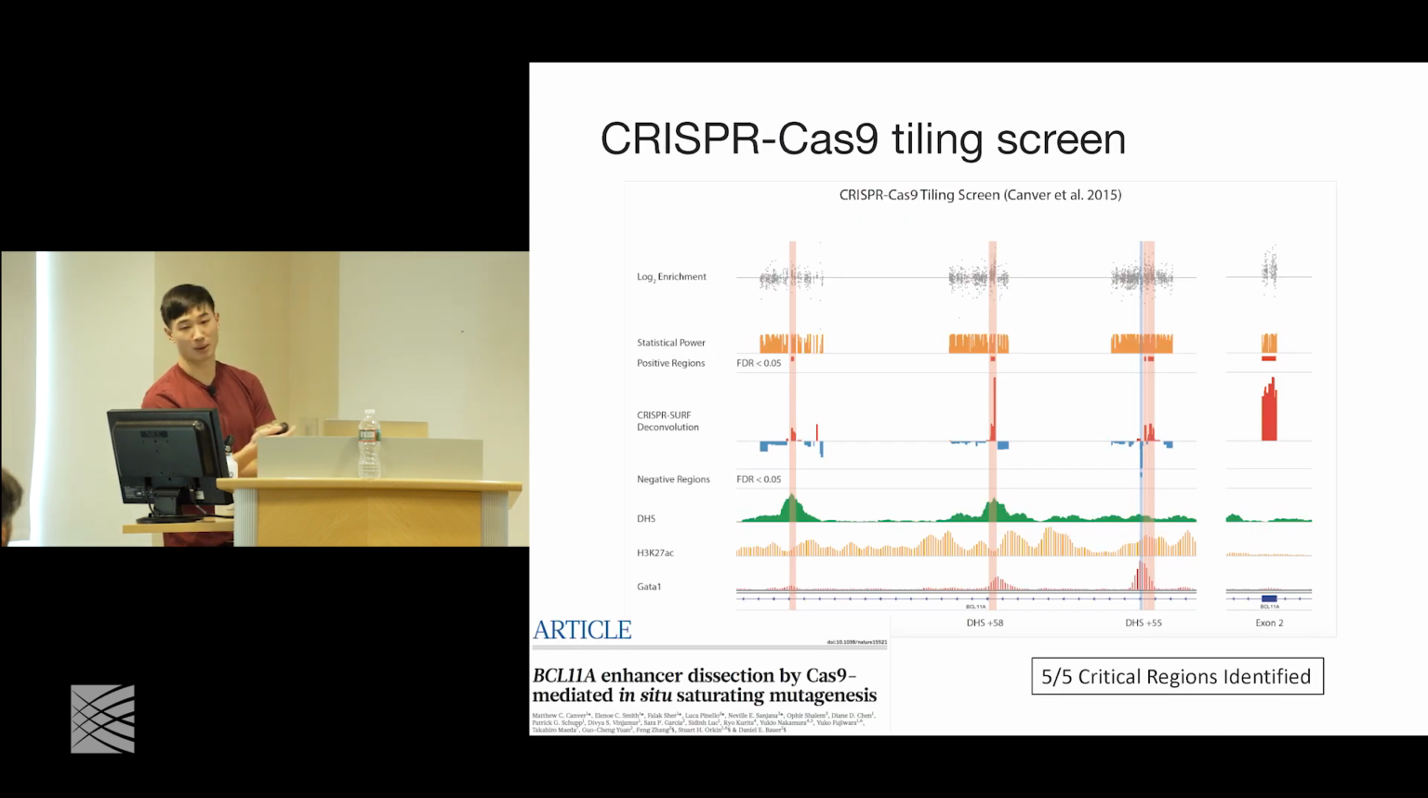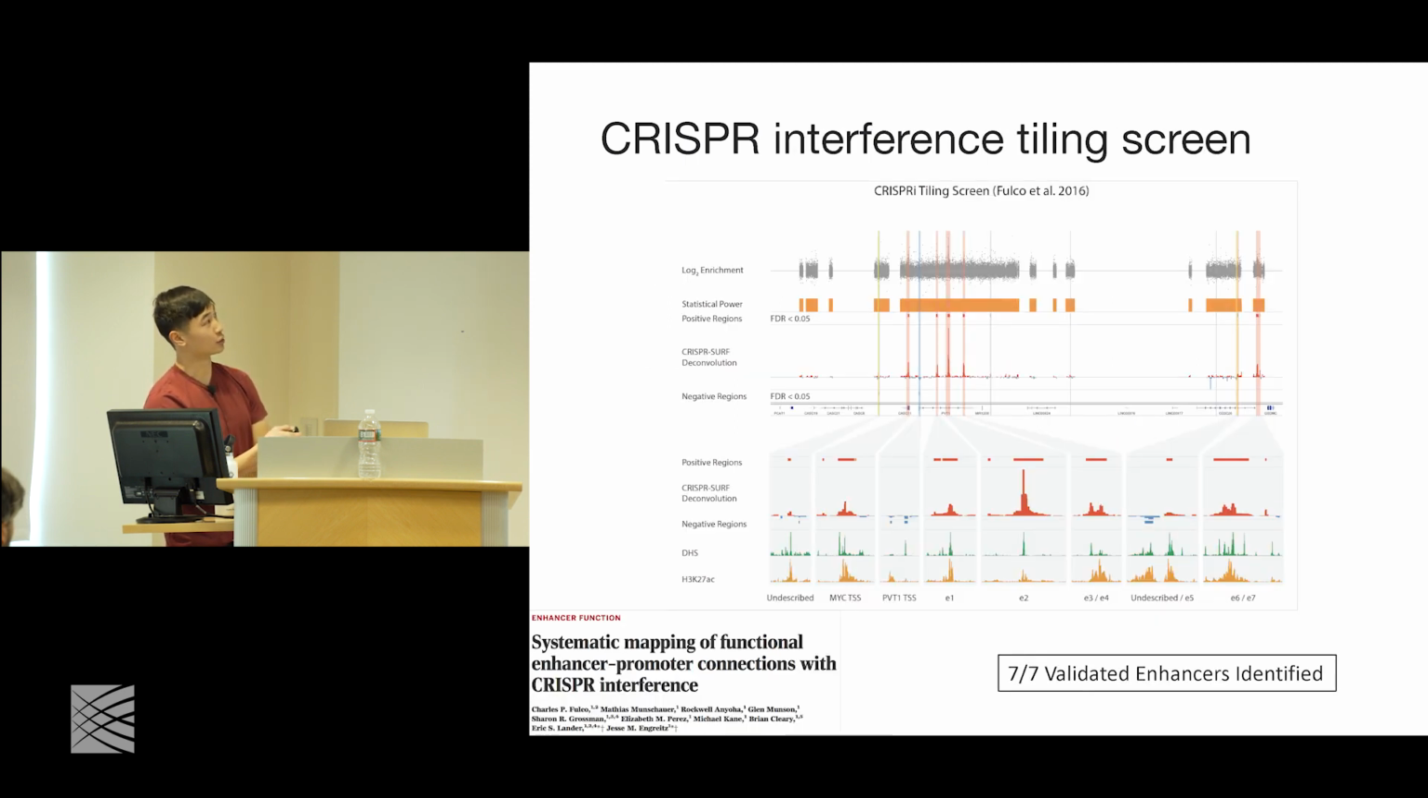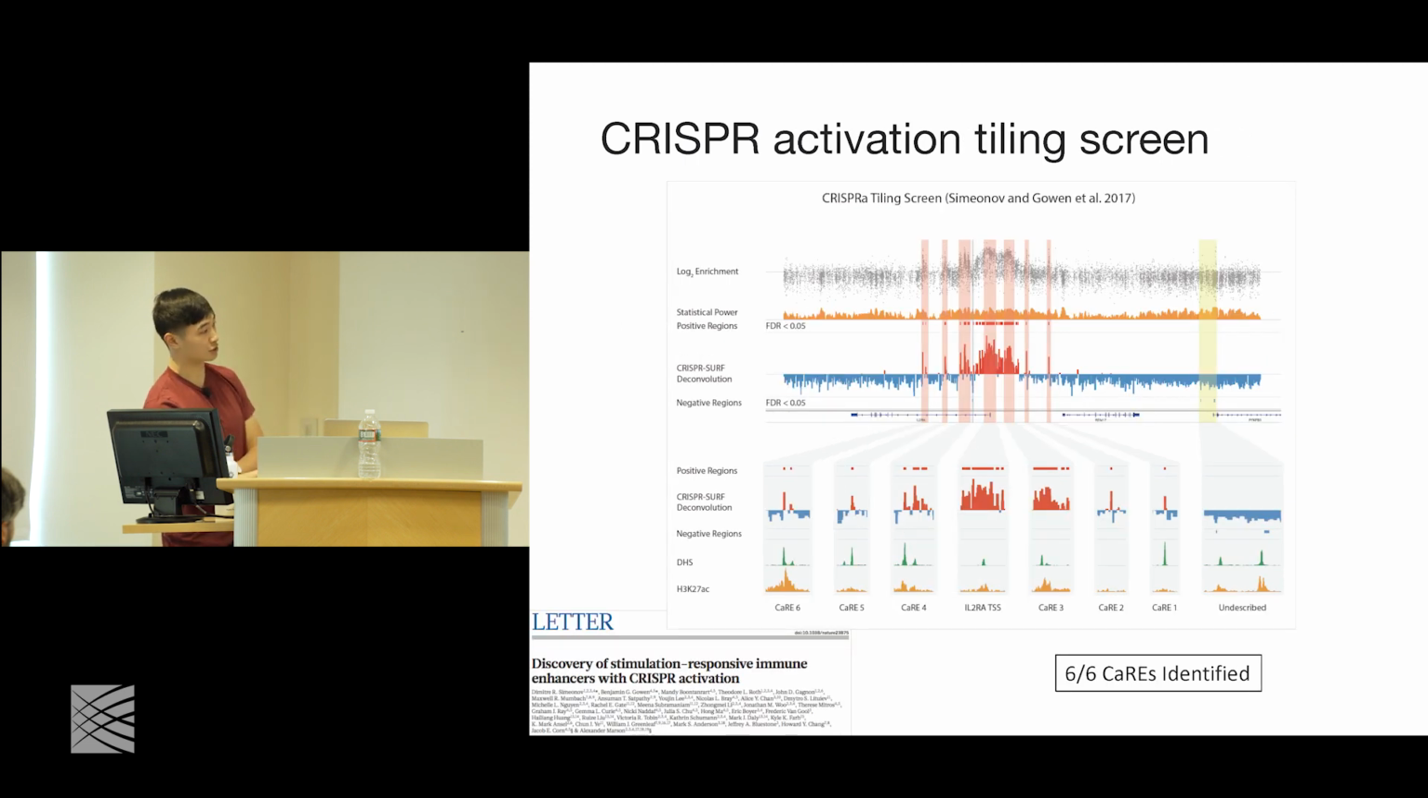Then, from a practical point of view, when we run this on CRISPR-Cas9 tiling screens, they identified 5 different regions, and we're able to recover all of them. In the CRISPR interference screen by the Lander group, we were able to identify all 7 validated enhancers. And in the CRISPR activation screen, we identify all CRISPRa activated regulatory elements.